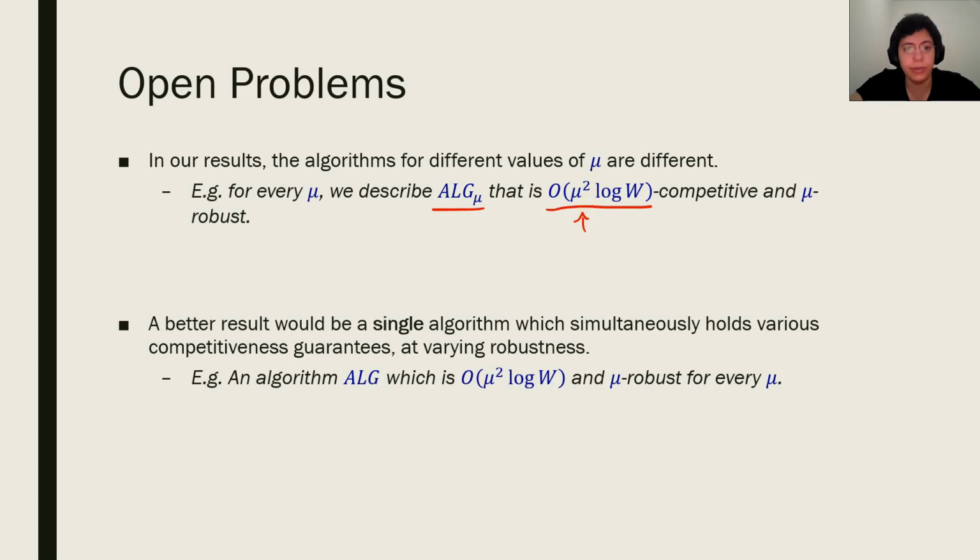A better result would be a single algorithm which simultaneously holds various competitiveness guarantees at varying robustness. So an algorithm Alg, which is O(mu squared log W) competitive and mu robust for every choice of mu. So it holds those guarantees together. And it seems that for the sake of this issue, we can't use techniques that perhaps would work for other problems. The fact that we don't know mu is not easily resolvable using, for example, doubling techniques.